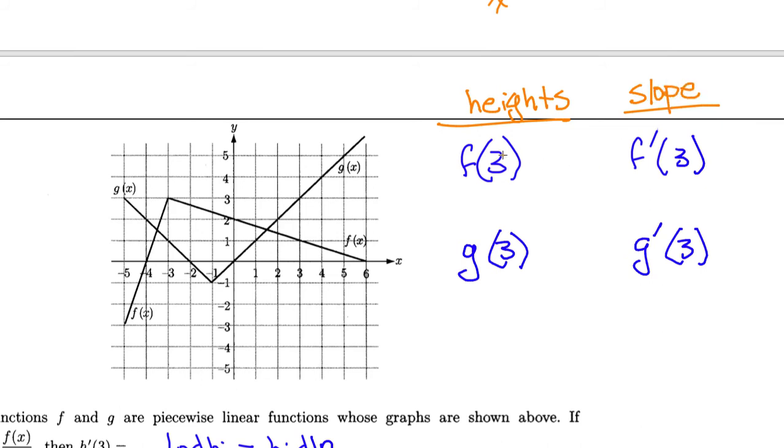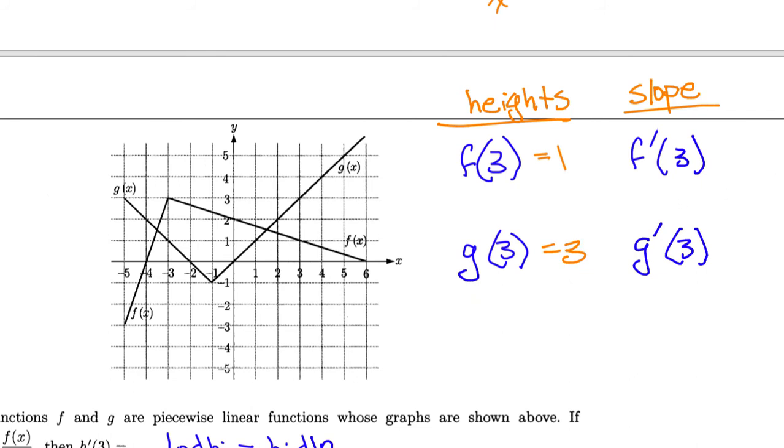So what is the height of f of 3, or height at 3 of f? So on this function f, there it is. At 3, my height is 1. So I come back over here and say that's 1. What about g? If I look on this function g, if I look at 3, the height is 3. So I come back over here and say that's 3.